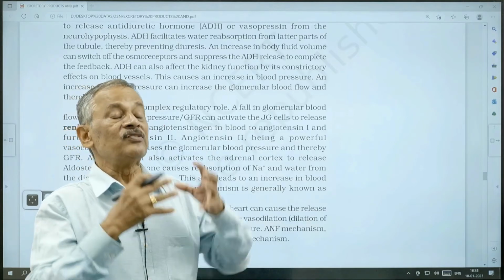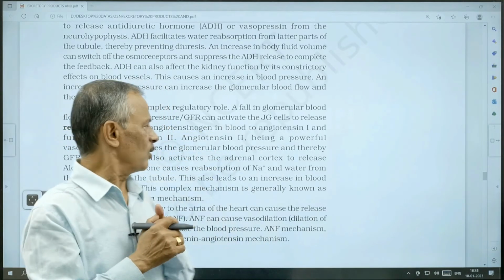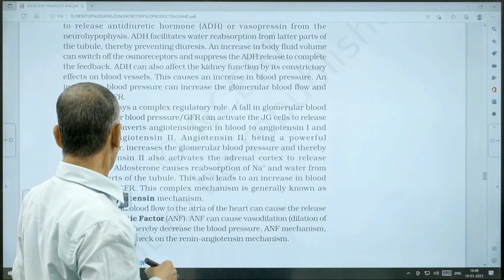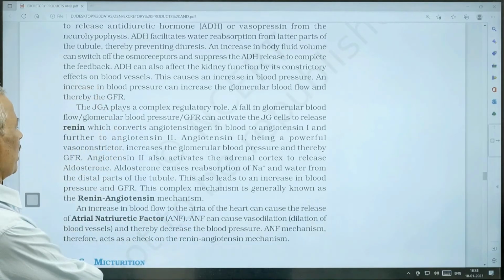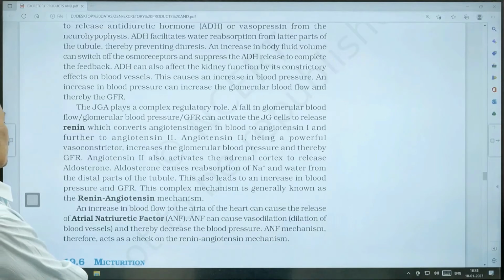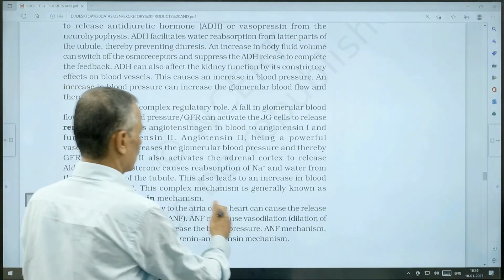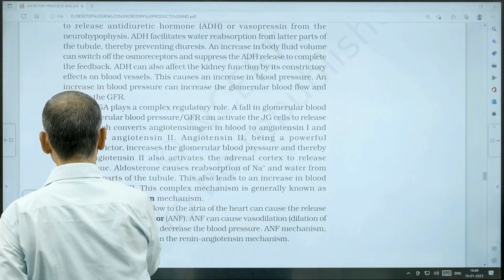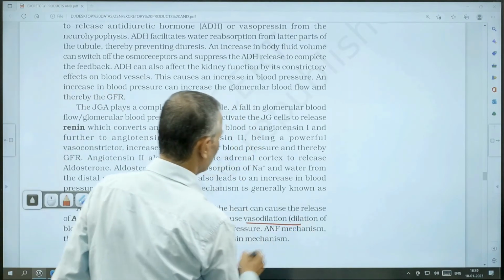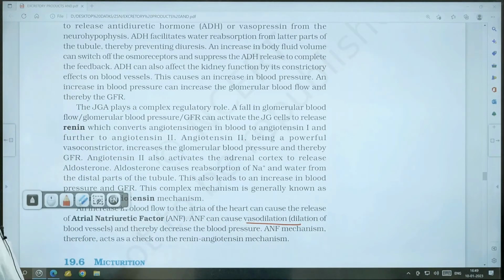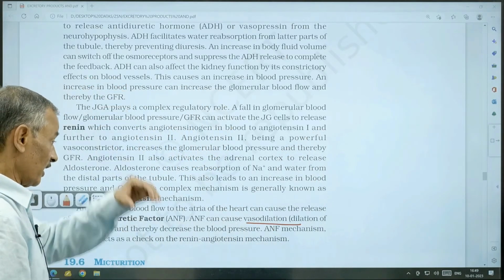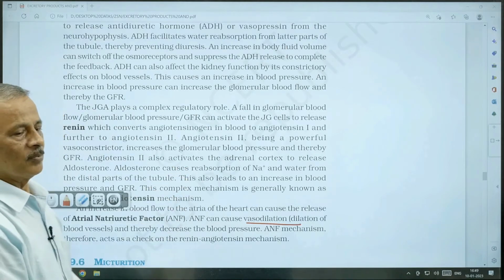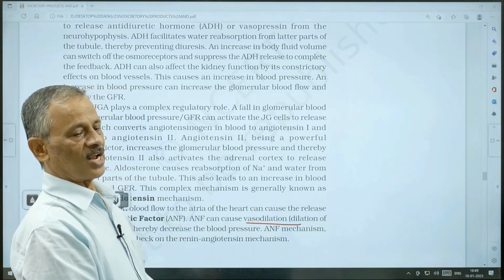Now, the atrial wall will sense it and will cause the production of a factor called atrial natriuretic factor. Increase in blood flow to the atria of the heart causes the release of ANF. This ANF is a vasodilator. It causes blood vessels to dilate. Dilation of the blood vessels causes a fall in blood pressure, and when blood pressure falls, GFR is also reduced.